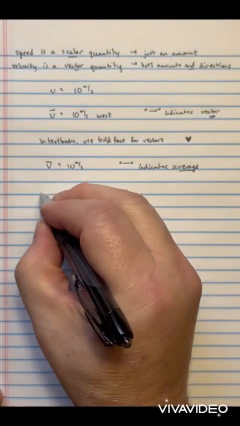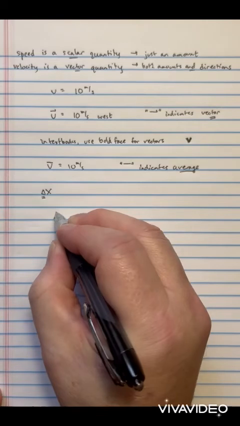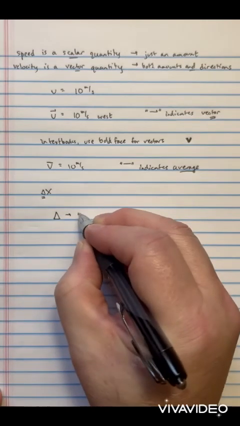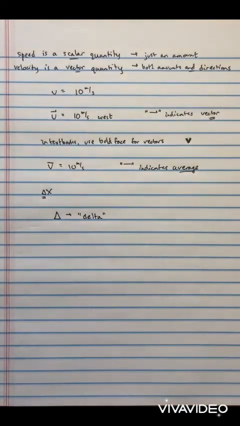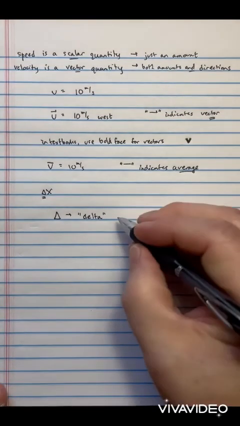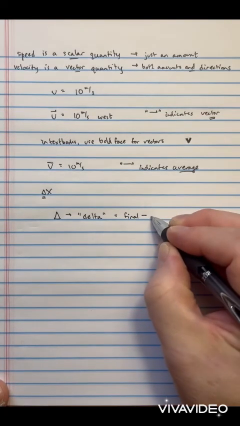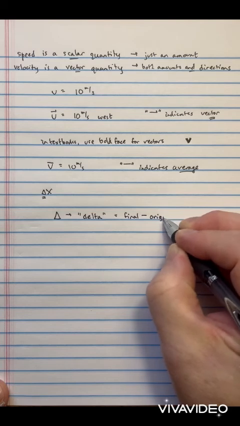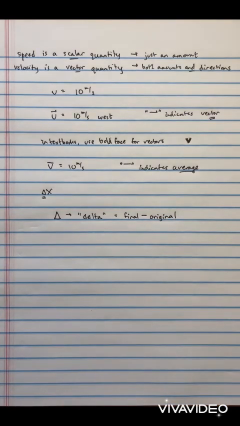One more symbol I want to introduce here as usage is this fellow here. Let me make it a little bit bigger. This is called the delta symbol. And the delta symbol has a very special meaning in physics for us. It means the final number minus the original number, or if you prefer, initial number. Always done in this order, final minus original, always like that.